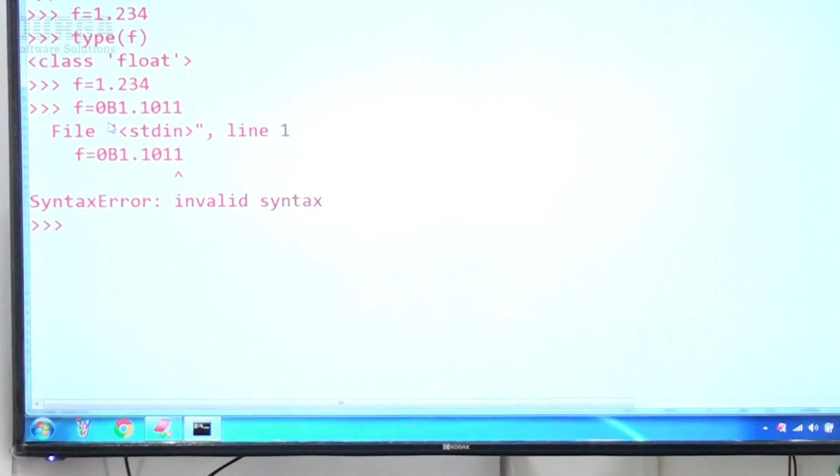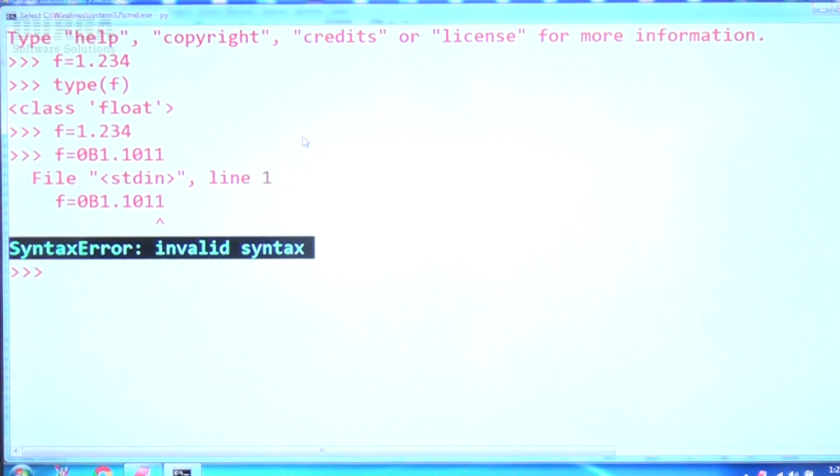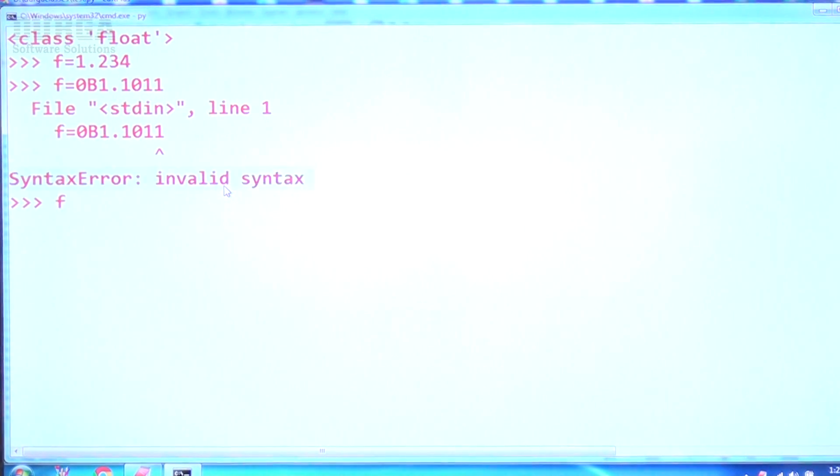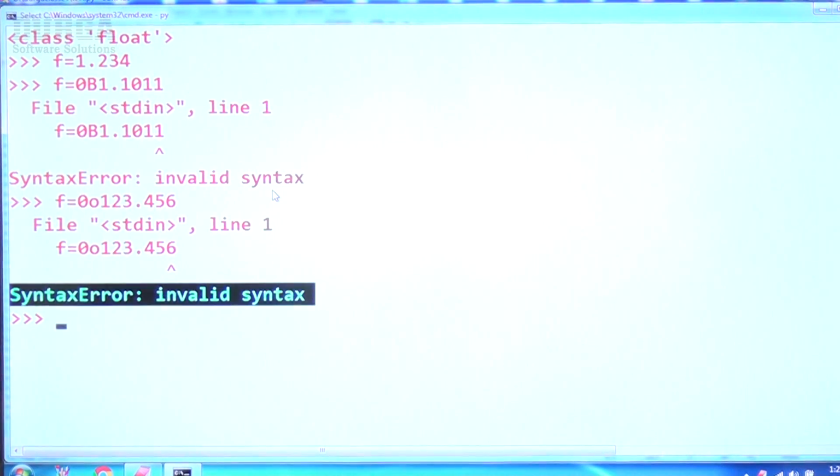Here if I execute this one, syntax error, invalid syntax. Are you getting? Syntax error, invalid syntax. Similarly, f is equal to 0.123.456. If I take this, again invalid syntax. Are you getting? Again invalid syntax.